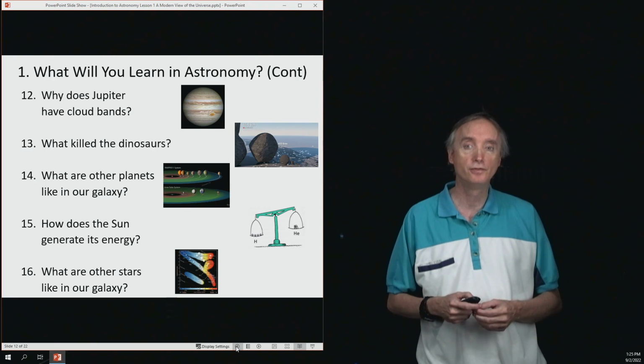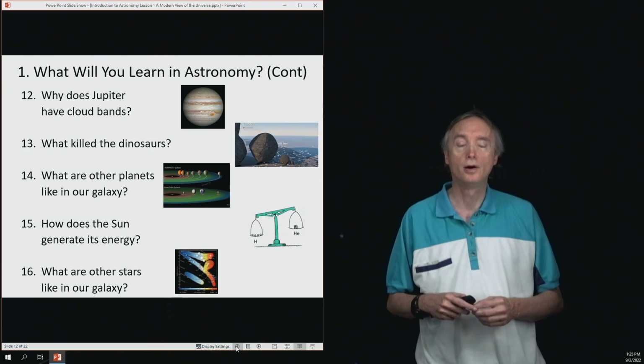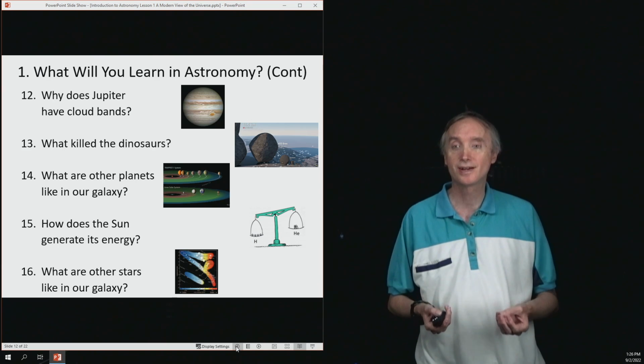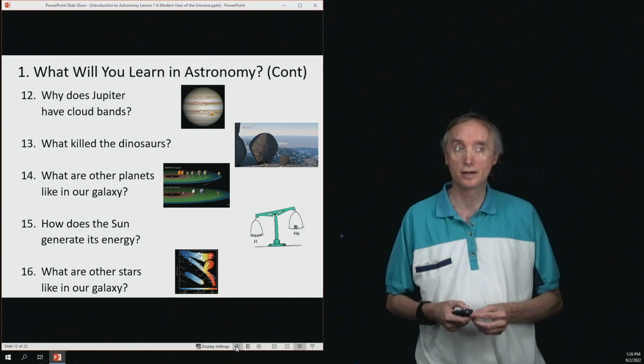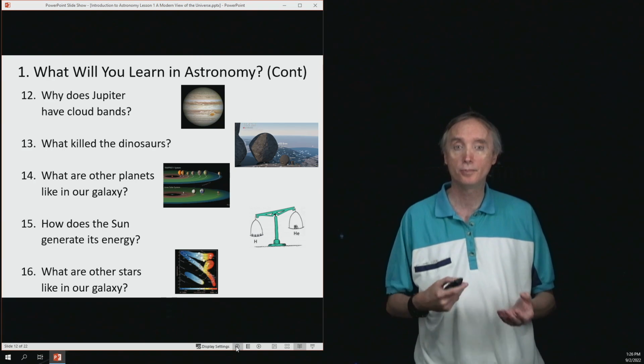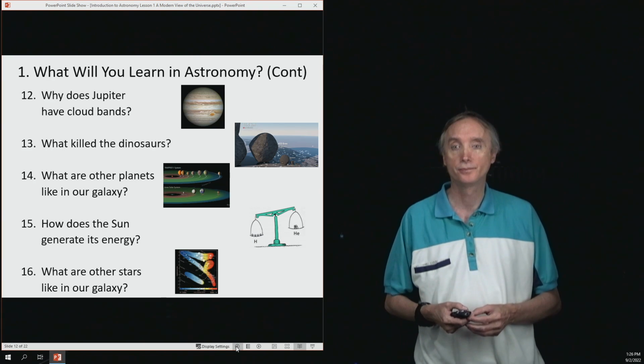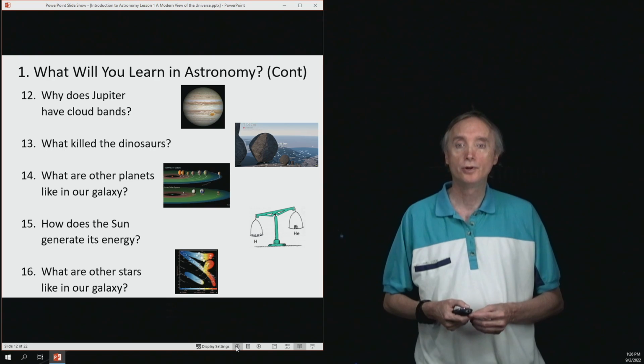In lesson number 14, we're going to then open up our discussion of planets to include other planets in our galaxy, and how they are alike our planets and how they are different. Okay, then when we go into lesson 15, we go into a new unit, and we're going to learn about the stars.